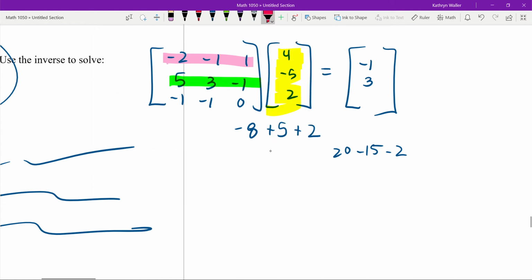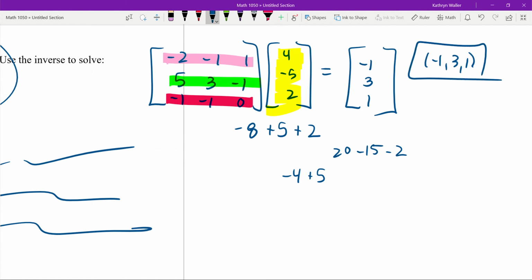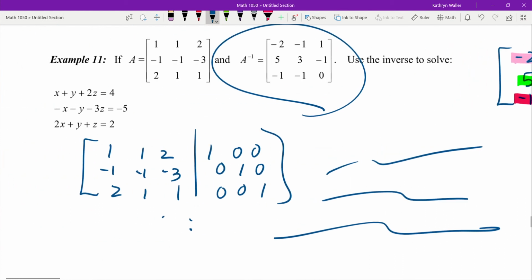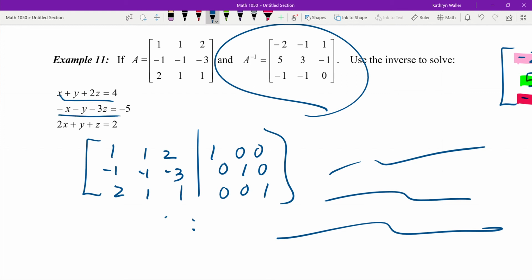Right here. Negative 1 times 4 is negative 4. Negative 1 times negative 5 is a positive 5. 0 times 2 is a 0. Negative 1, comma 3, comma 1 is your solution. Can you check it? Yes. Plug it in, get a 4, plug it in, get a negative 5, plug it in, get a 2, done. Okay?